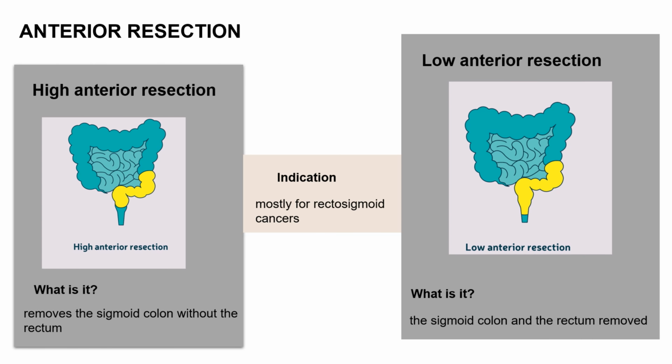Now, the next type of colectomy is anterior resection. Now, the anterior resection just refers to the sigmoid colon. Now, this can be split into high anterior and low anterior resection. High anterior resection means removal of the sigmoid colon without the rectum, whereas a low anterior resection involves removal of the sigmoid colon and the rectum. So high anterior means that the sigmoid alone is removed. Low involves sigmoid and rectum. And this is often for rectosigmoid cancers.